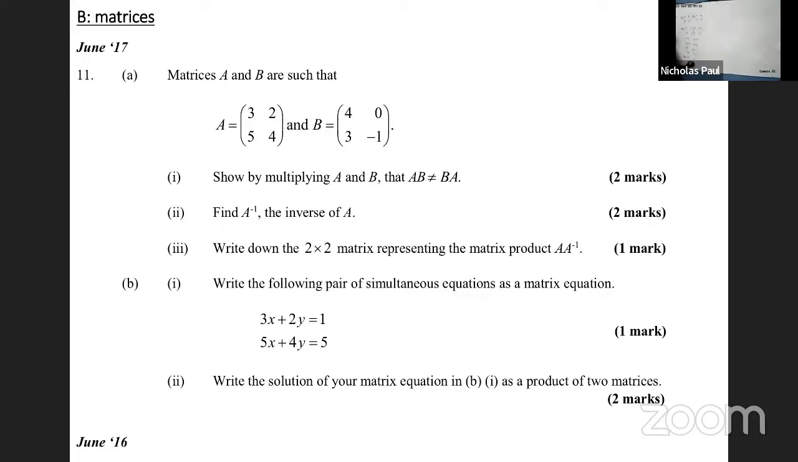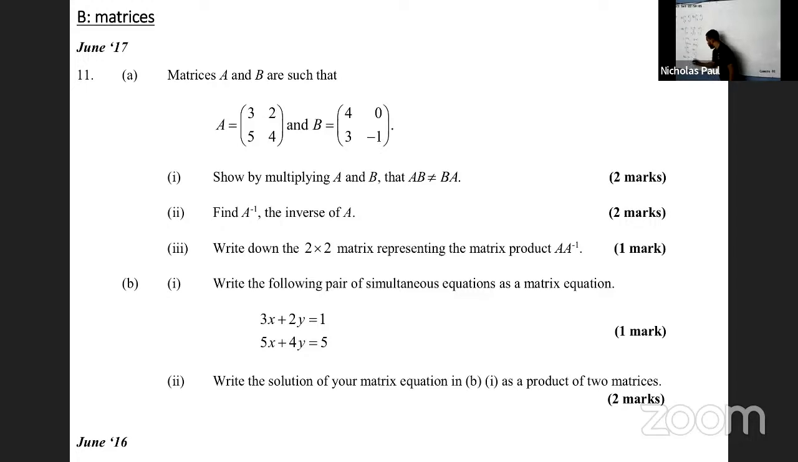BA is 4, 0, 3, minus 1. And A is 3, 2, 5, 4. So when you work this out, it's multiplication. So we did this last week. Right? So this is row by column. 4 by 3 is 12. And this is 0. Row by column again. 4 by 2 is 8.